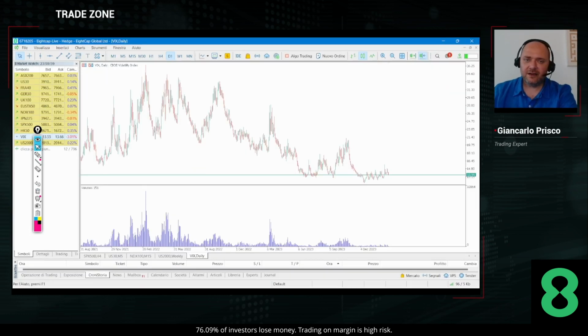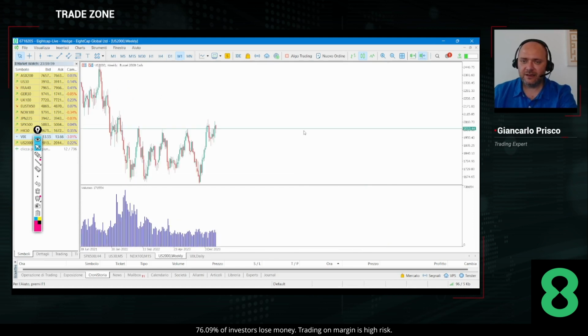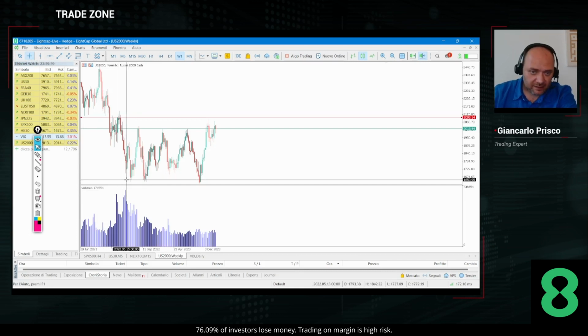Let's go and see the chart of Russell, and let's take a look at how it works. We start with the weekly chart. We have witnessed a very important drop in 2022, like the rest of the USA indexes. Russell dropped more than 30%. So you see the big volatility that we have, so we can have a chance to buy and sell with a big opportunity.